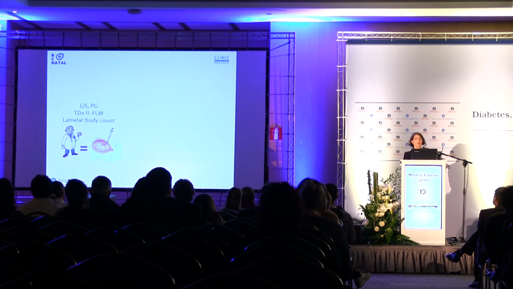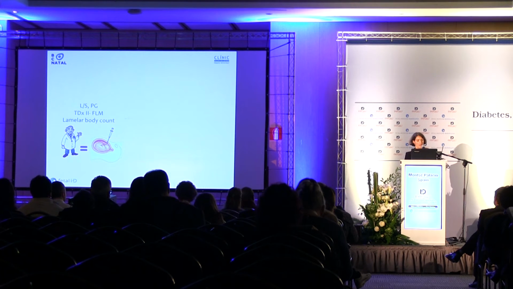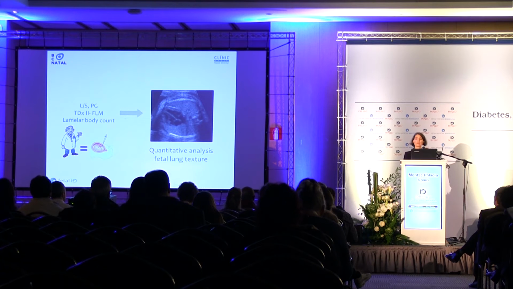So by that time, the only thing we had to test fetal lung maturity was amniocentesis. We could get some amniotic fluid, and we could test phosphatidylglycerol or TDx or lecithin-sphingomyelin ratio or lamellar body count. But of course, we need an invasive test. We need to do an amnio. So are we at the point that we can test the scan, the ultrasound image, and get this information?